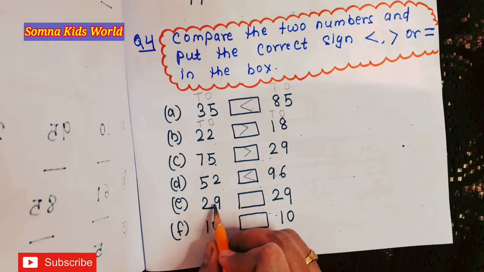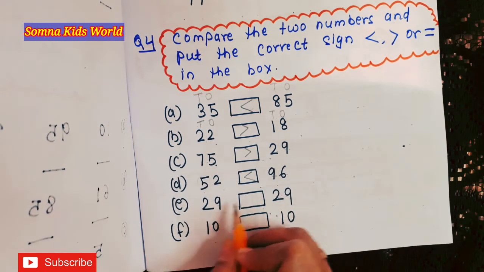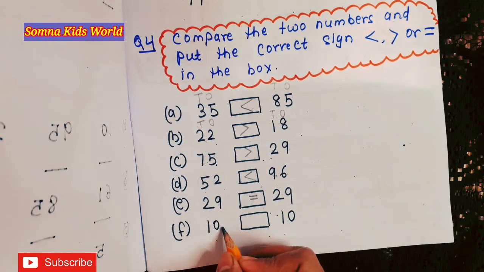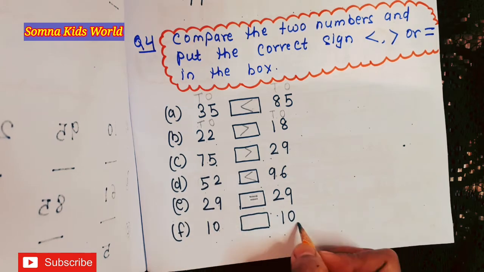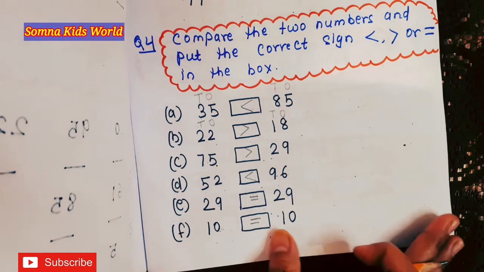Here you can see 29 and 29. Both sides are the same, so here you have to give the equal to sign. Here also it's 10 and 10, so both sides are equal. So you have to give the equal sign.